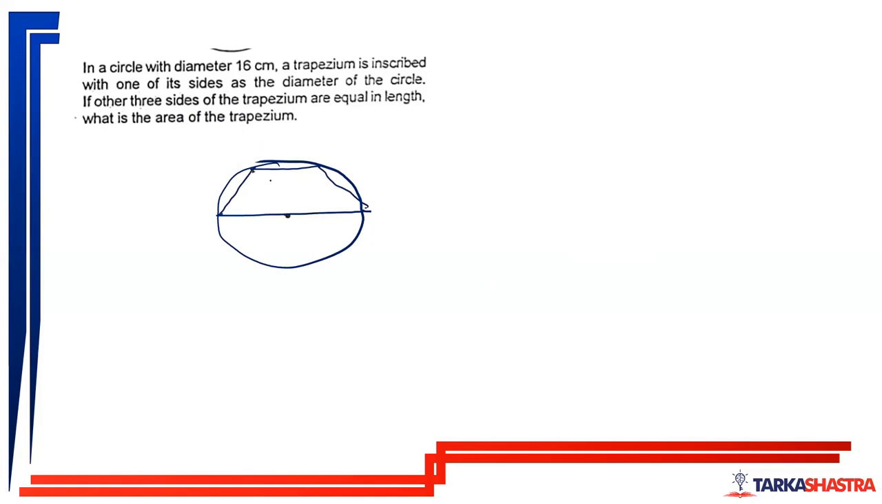Now, this is the center. If I join these two, overall diameter is 16, so this is 8, this is 8. Now, these three angles must be equal because these three sides are equal. So this is 60, this is 60, this is 60. These are radii, so the other angles are also 60. So we have three equilateral triangles with side 8.